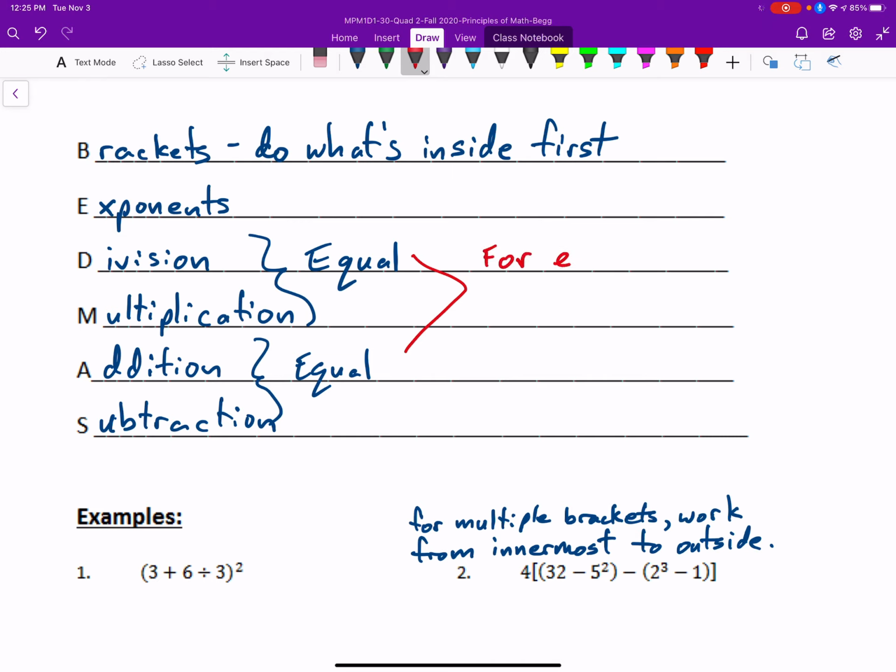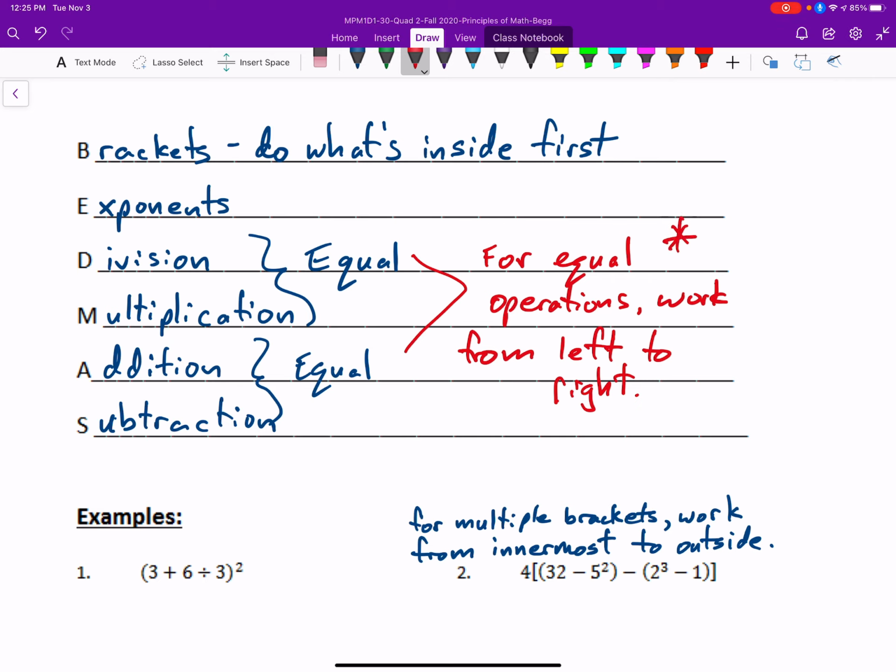I'll say for equal operations, work from left to right. And I'll put an asterisk beside it because very important, especially for division and multiplication, as I already said.